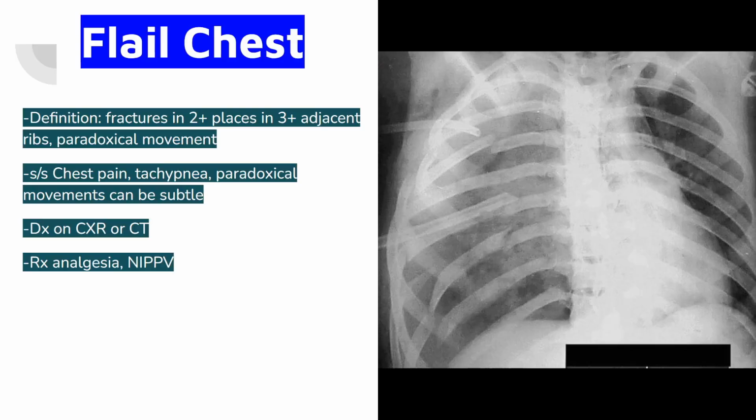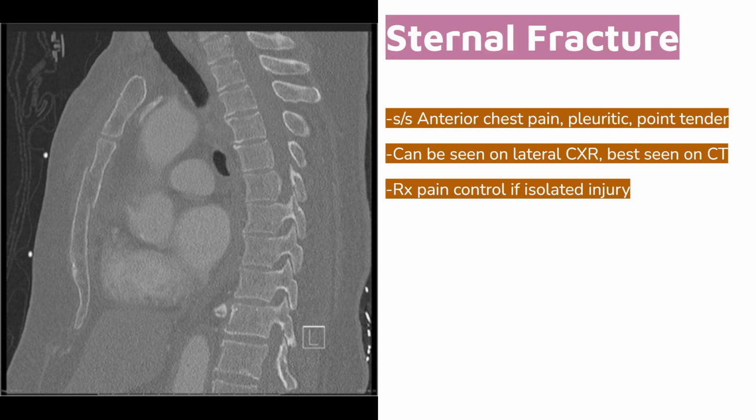Flail chest is defined as a fracture in 2 places in 3 adjacent ribs with paradoxical movement during inspiration and expiration. Diagnosed on chest x-ray or CT, but also clinically if they really have one. And essentially treat it with analgesia and then positive pressure ventilation to reduce the work of breathing. Sternal fractures, okay? Anterior chest pain, pleuritic, they're typically point tender on their sternum. Can be seen on lateral chest x-ray, but much better seen on CT or ultrasound as well. And treat with pain control if an isolated injury.